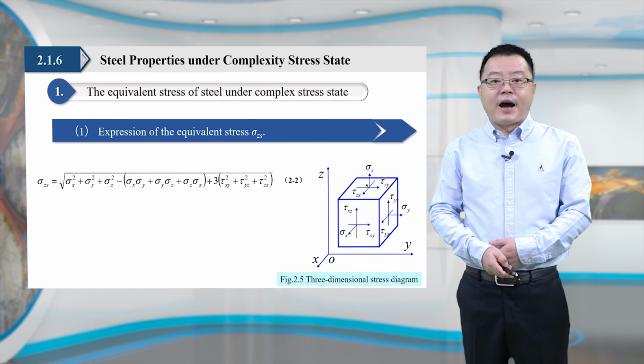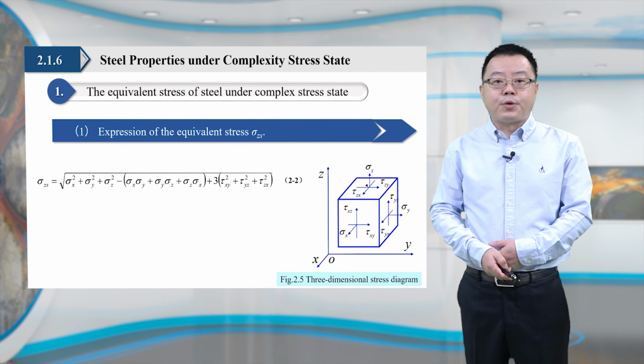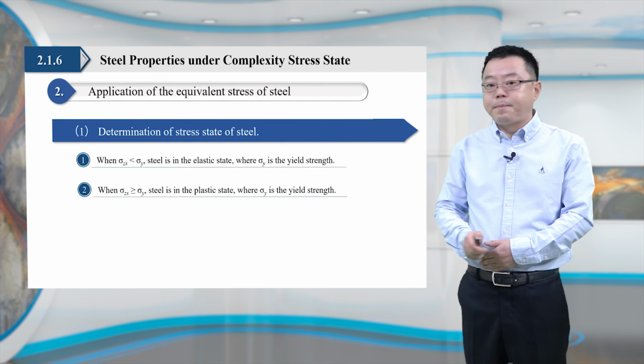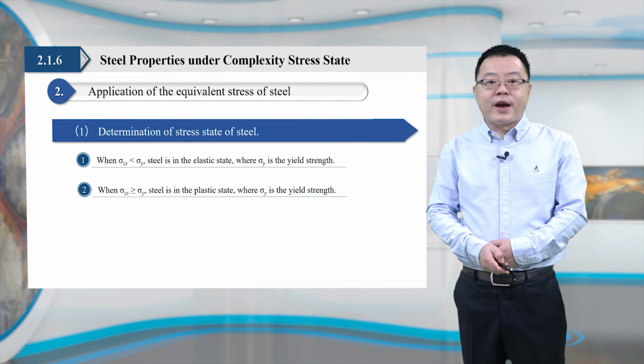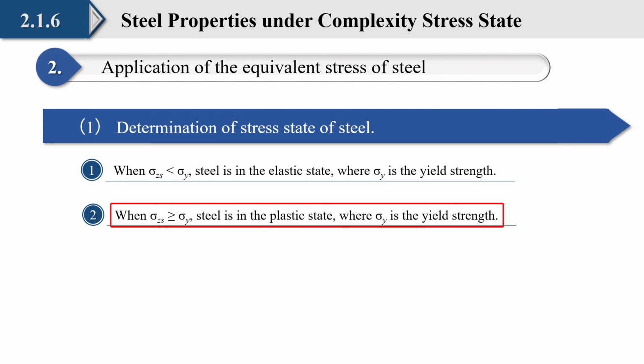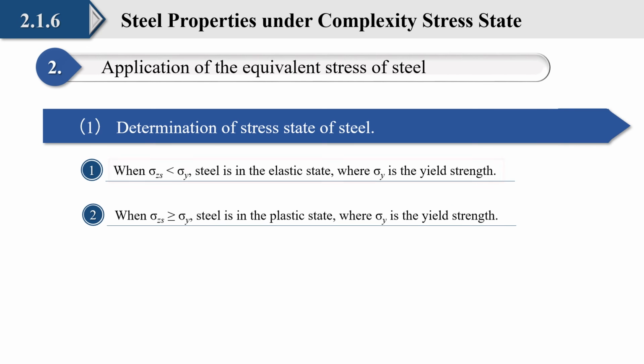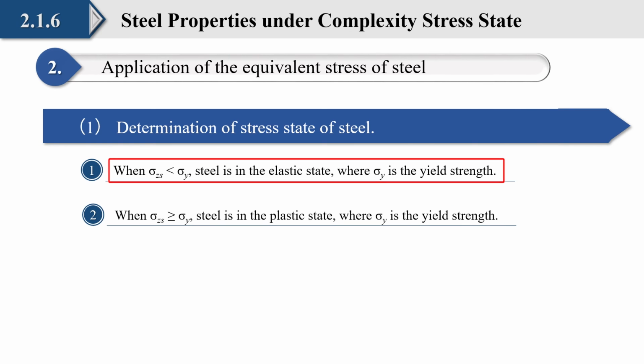For structural steel under complex stress states, the equivalent stress is usually used to determine the real stress situation. Equation 2.2 expresses the calculation method of equivalent stress. Using equivalent stress and yield strength of the material, we can judge the state of steel under the complex stress state. If the equivalent stress is larger than the yield strength, the steel is in the plastic state. Otherwise, the steel is in the elastic state.